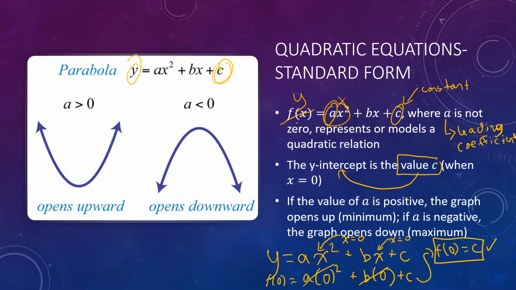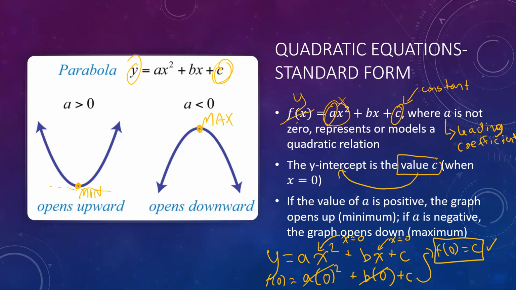And again, going back to this, the a value is really important because it tells us whether our parabola opens up or opens down. If it opens up, then we have a minimum value, because if it's opening up, we can only have a minimum point. And if it's opening down, we can only have a maximum point. Okay, so I hope that makes sense as well.